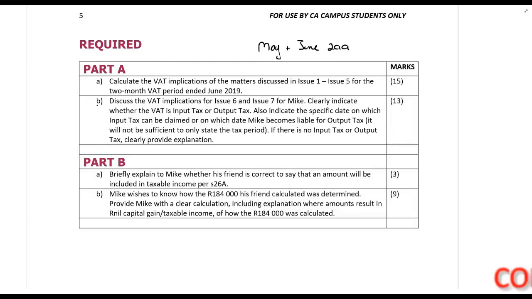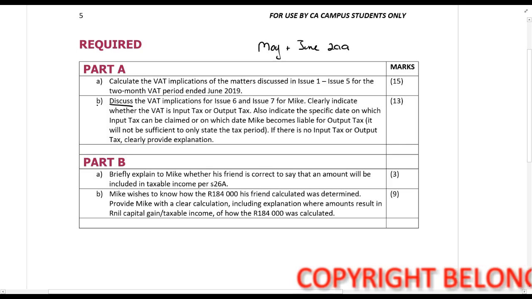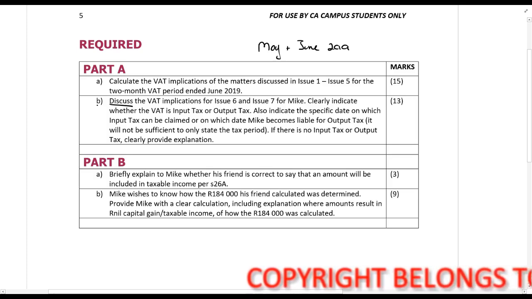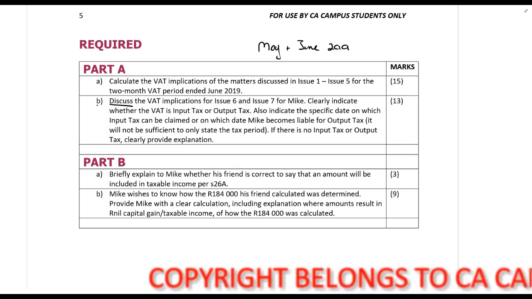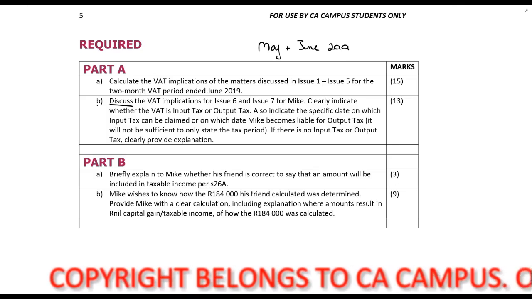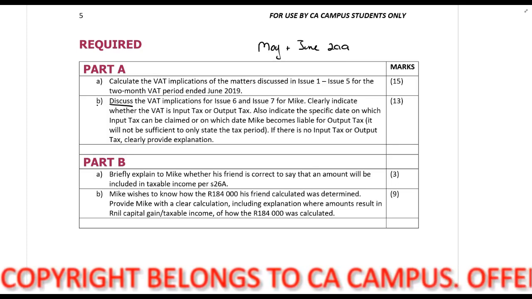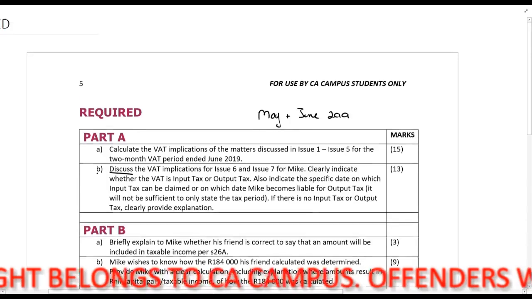B, discuss. So look at the word discuss: discuss the VAT implications for issue 6 and issue 7 for Mike. Clearly indicate whether the VAT is input tax or output tax. Also indicate the specific date on which input tax can be claimed or on which date Mike becomes liable for output tax. It will not be sufficient to only state the tax period. If there is no input tax or output tax, clearly provide explanations. Right, so issue 6 and issue 7.